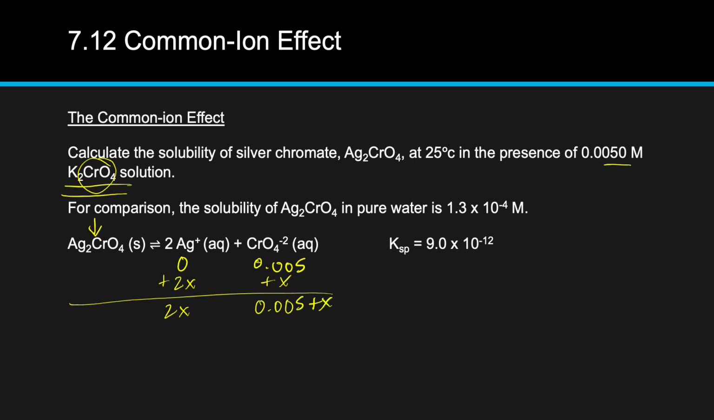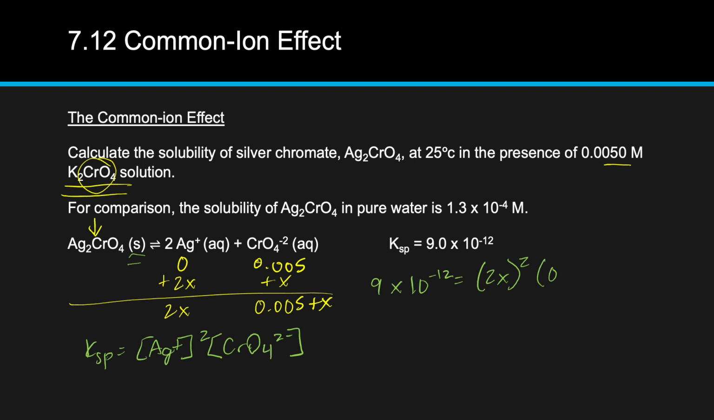So now doing our KSP expression, we know that KSP is equal to the concentration of our products, Ag plus raised to the power of the coefficient. And we're not putting a reactant on the bottom because it's a solid and we don't include solids. So now we can plug in those values, and I already know KSP. So 9 times 10 to the negative 12 equals 2x squared times 0.005 plus x.